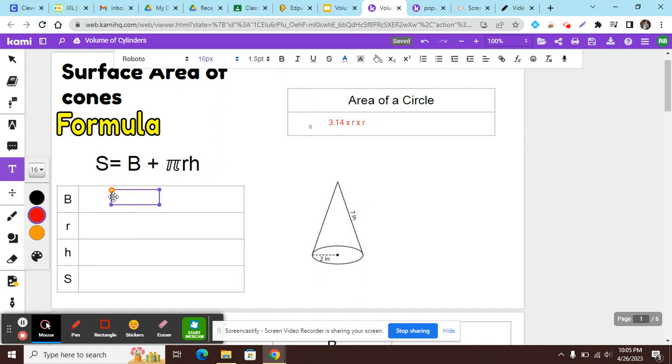So again, let's go through. We've got our formula: surface area is equal to the base plus pi times the radius times the height. I'm going to put B is equal to the area of the base, the same formula we've been using, 3.14 times the radius squared. R just stands for our radius, and that's already listed in our figure. H, for our surface area, is our slant height. Slant height is just the height of the slant on your cone. And S stands for surface area.